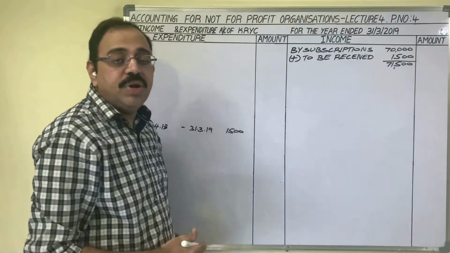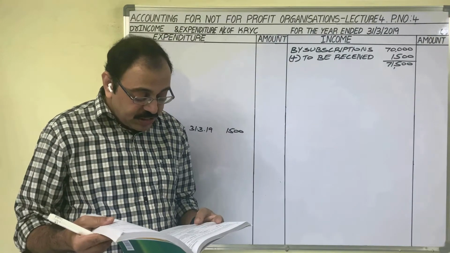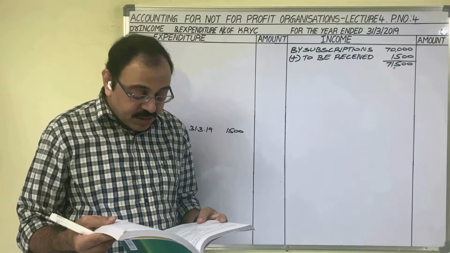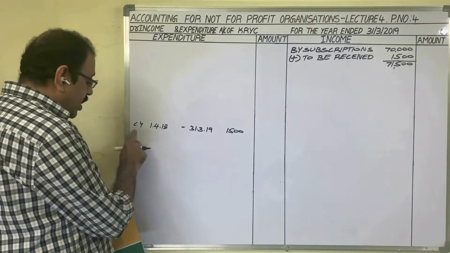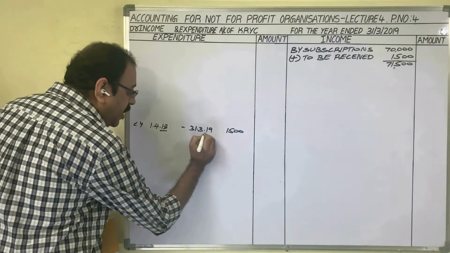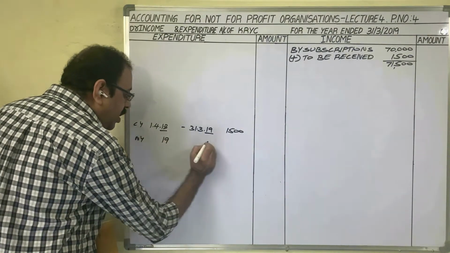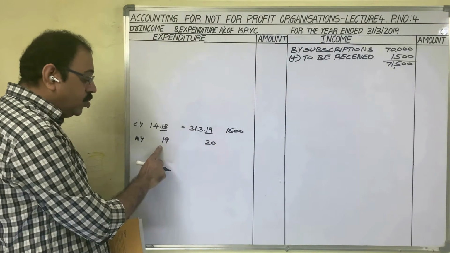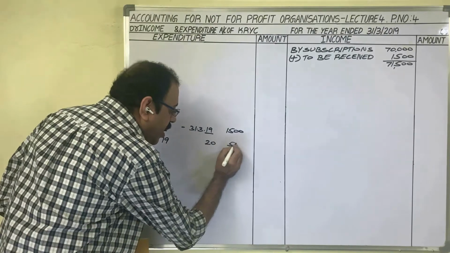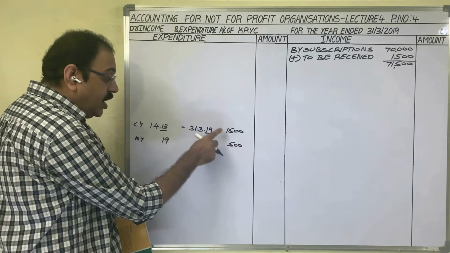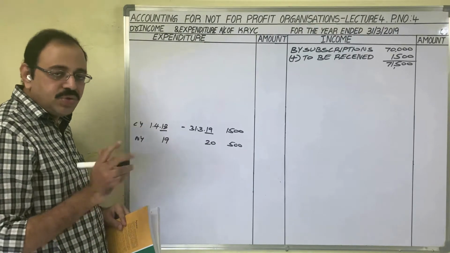Why am I writing this 71,500 in the inner column? Because one more adjustment is given for subscription. Second point, subscriptions received in advance on 31st March 19, 500 rupees. Observe the dates. The current year is 2018-19, so next year is 2019-20. So 2019-20 related subscription amount 500 rupees we received in the current year only. So this is next year amount. Next year amount we should deduct.